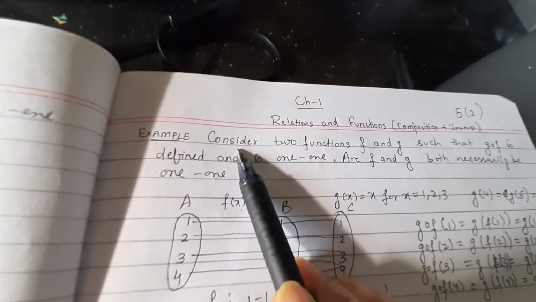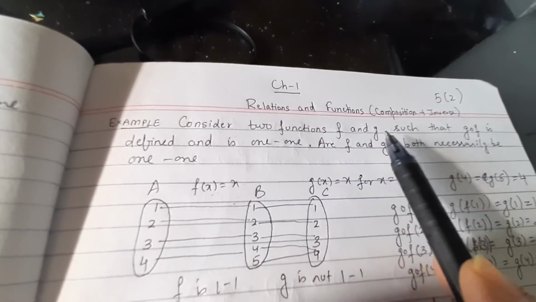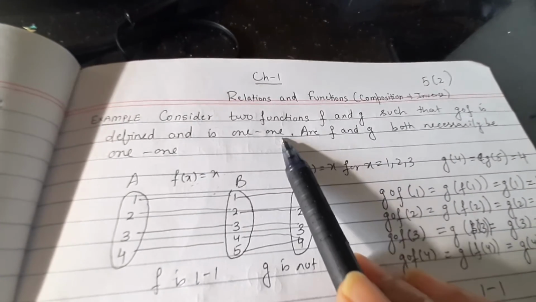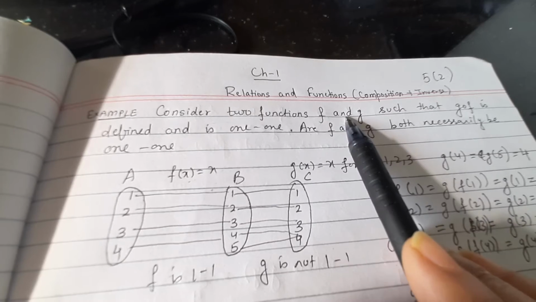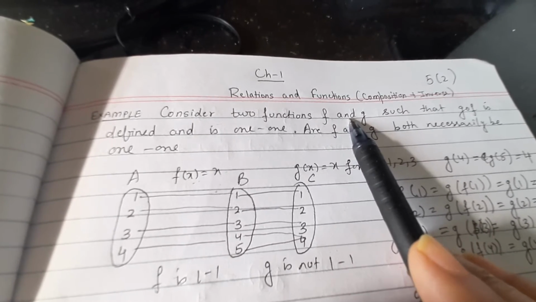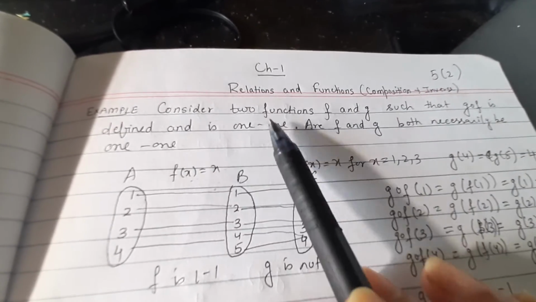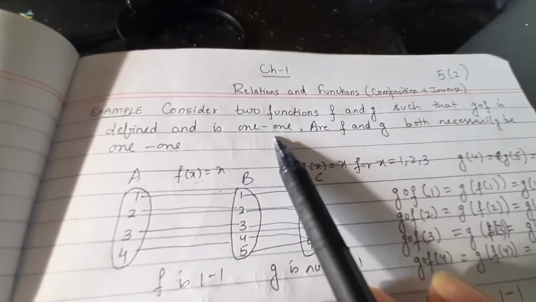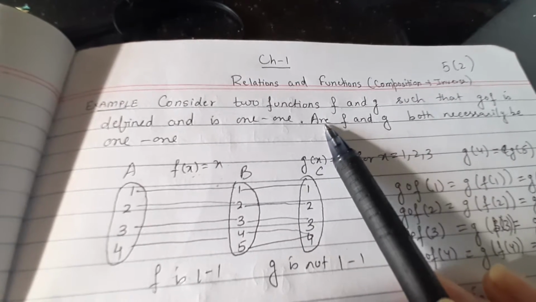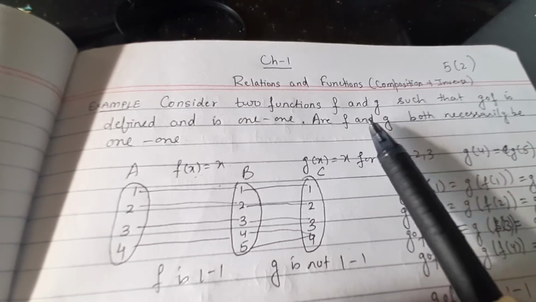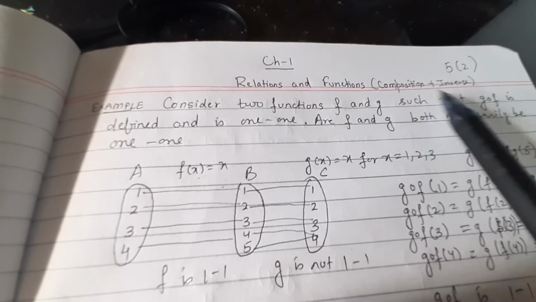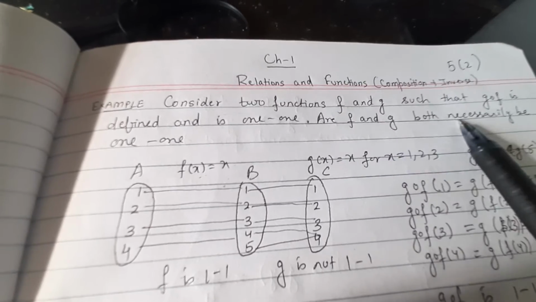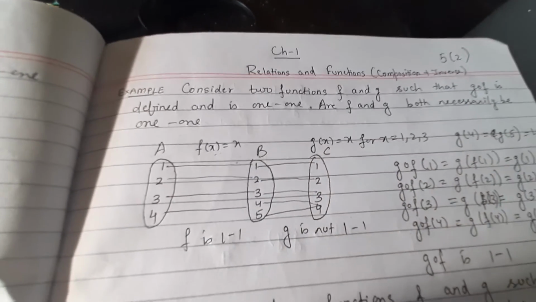This says: consider two functions f and g such that g o f is defined and is 1-1. So f and g are two functions which are defined and are such that g o f is defined and 1-1. We have to see whether f and g both necessarily must be 1-1 if g o f is defined and 1-1. Let us see this through an example.